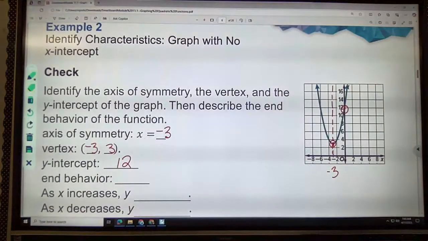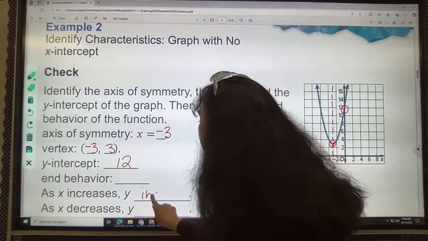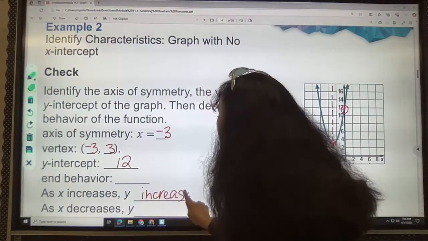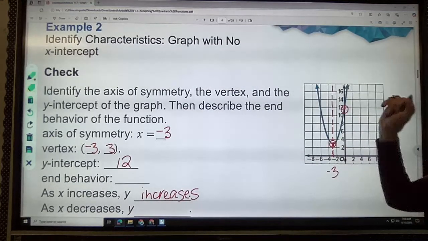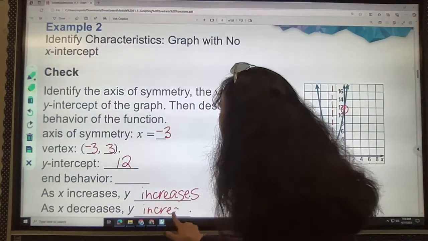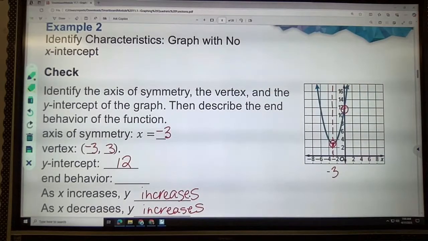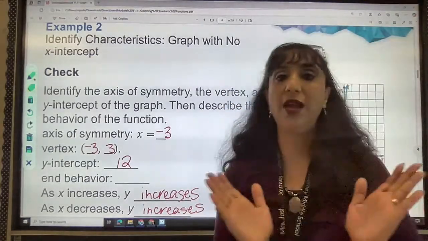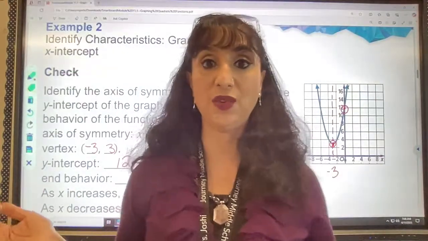Let's look at the end behavior. As x increases, y increases, because it's opening up. And as x decreases, y is also increasing. It increases because it's a parabola. In this case, we can see that it is opening up. So for the end behavior, y is going to increase either way, whether x is increasing or decreasing.